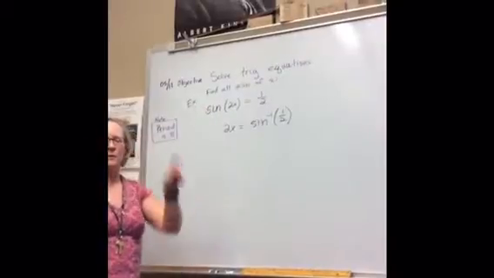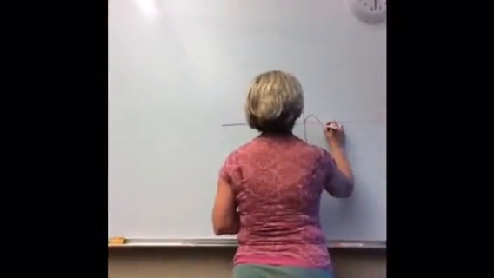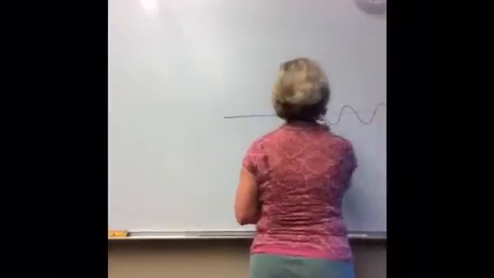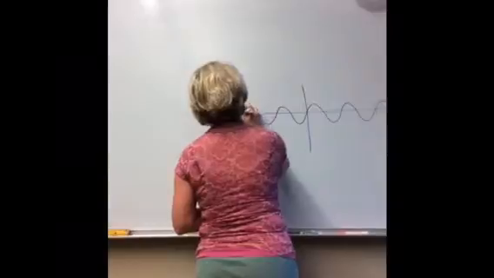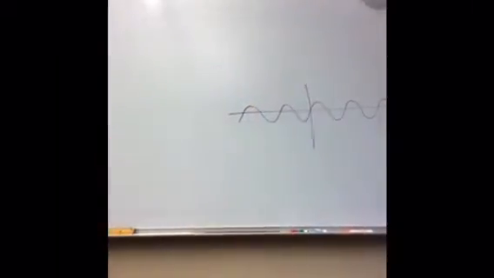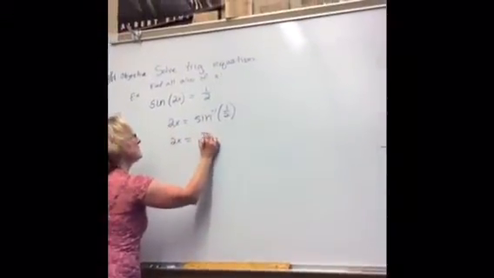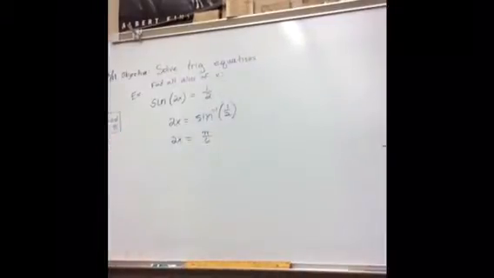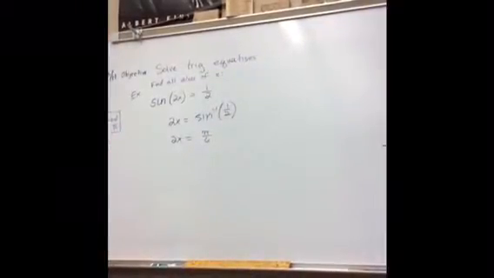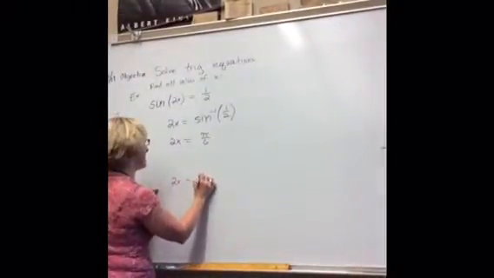So where is one place where this happens? I'm going to put my little sine curve over here. So where is it? 2x equals pi over 6. Now notice I didn't say x equals pi over 6, I said 2x equals pi over 6. And what's the other one, Carolyn? 2x equals 5 pi over 6.